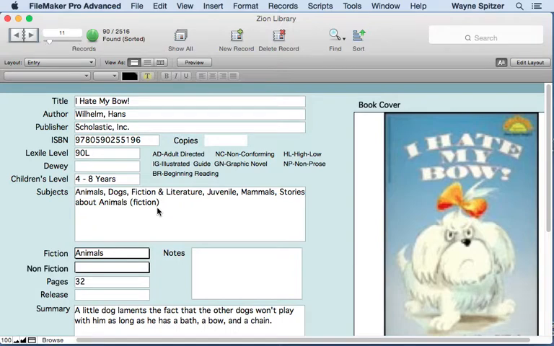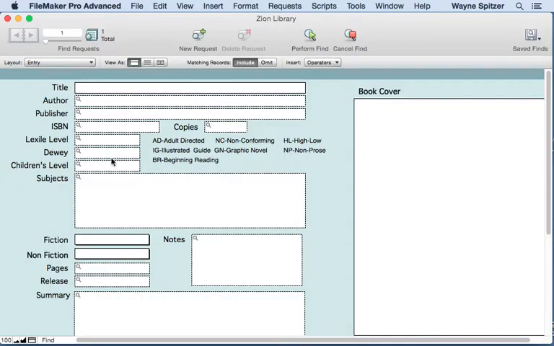Let's do something more with this digital card catalog. Let's say that we have a student who is reading at the 350 Lexile level. So if we're going to find books for that student, let's go 100 below that. That would be greater than 250. Whoops. Did that again. And less than 400.